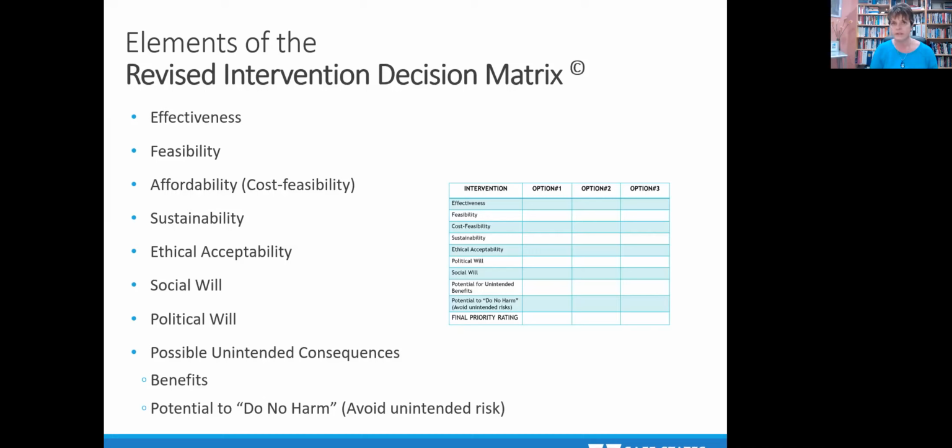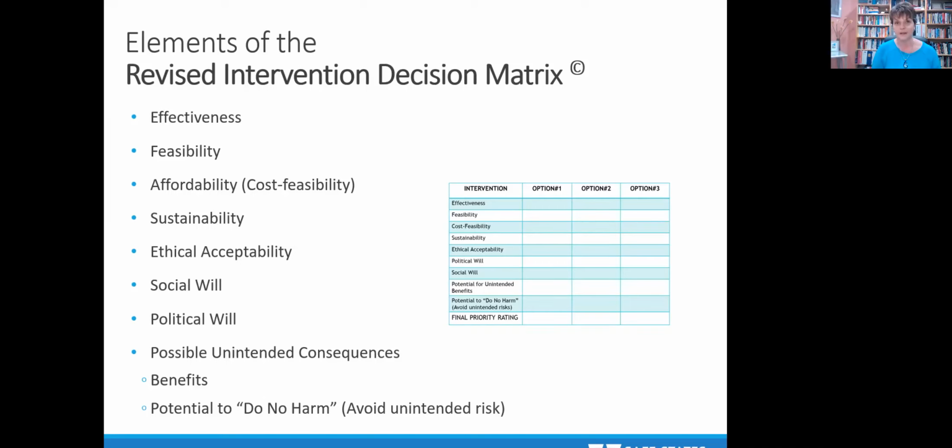How sustainable is it? How ethically acceptable is this option? What's the social will for it? And we've split social will from political will. They used to be combined. But what is the social will for this intervention option? What's the political will? And that could be big P or small p. And then what are the possible unintended consequences?